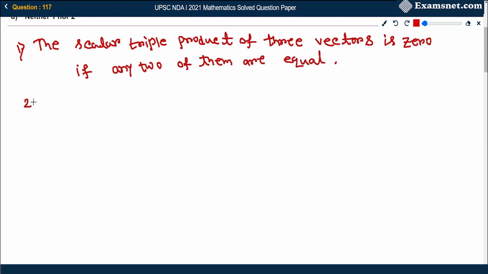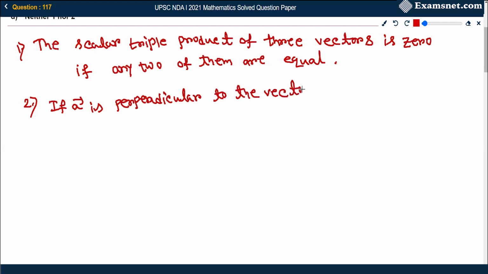Okay, and the second concept is: if vector A is perpendicular to vector B, then we can write the scalar product of them is 0.